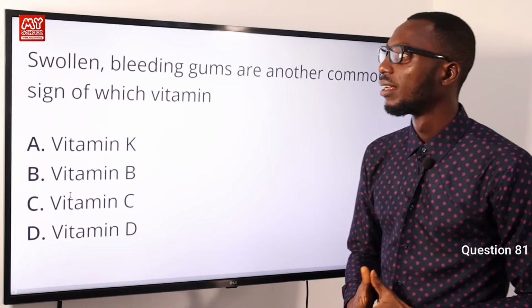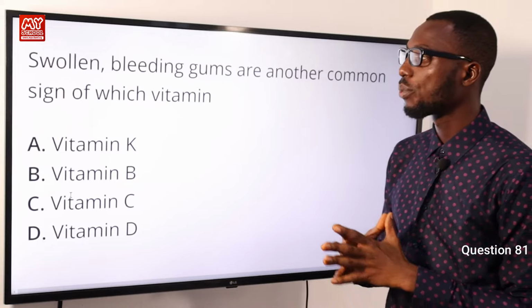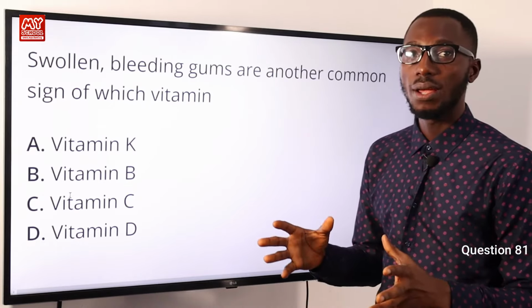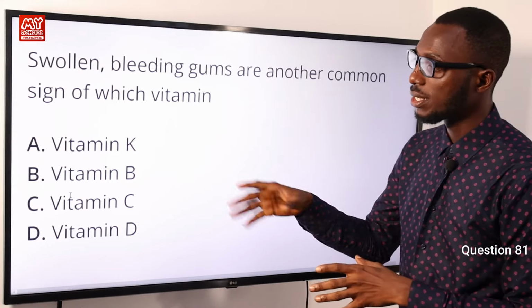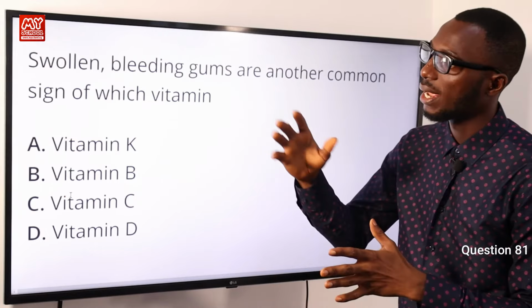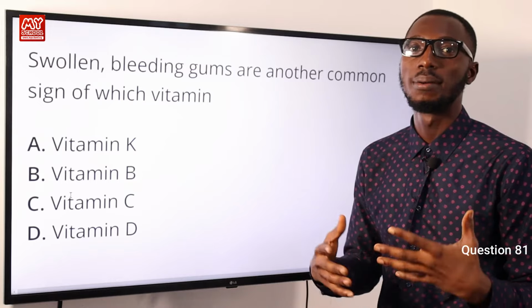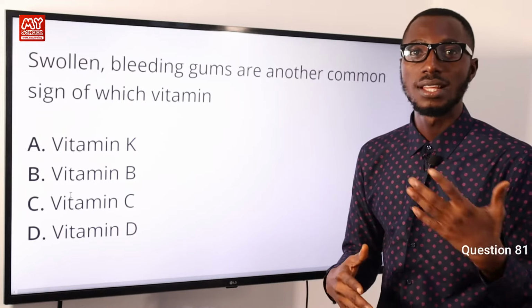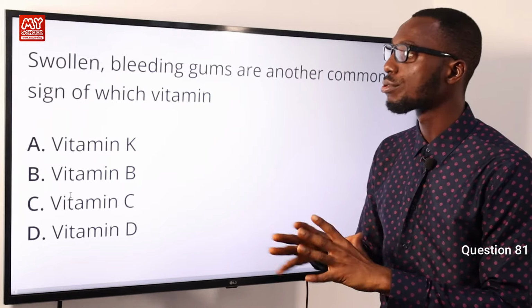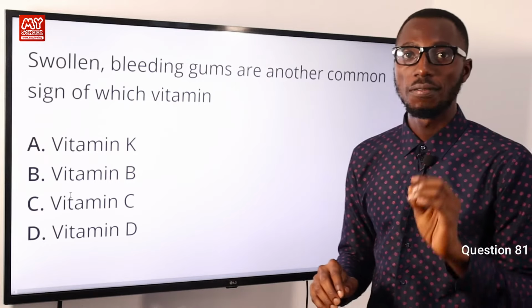Number 81. Swollen bleeding gums are another common sign of which vitamin deficiency? So the most viable option here is deficiency of vitamin C. It can come up with signs and symptoms like swollen bleeding gums, though vitamin K too helps in blood clotting, in case there's an injury or there is bleeding. But the most viable option to this question we have here is option C for vitamin C.